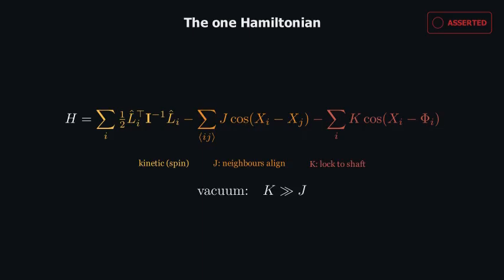K much greater than J. H equals sigma, a half L inverse, minus sigma J cos of X i minus X j, minus sigma K cos of X i minus phi i. Asserted color code: kinetic, J, K, then vacuum K much greater than J.